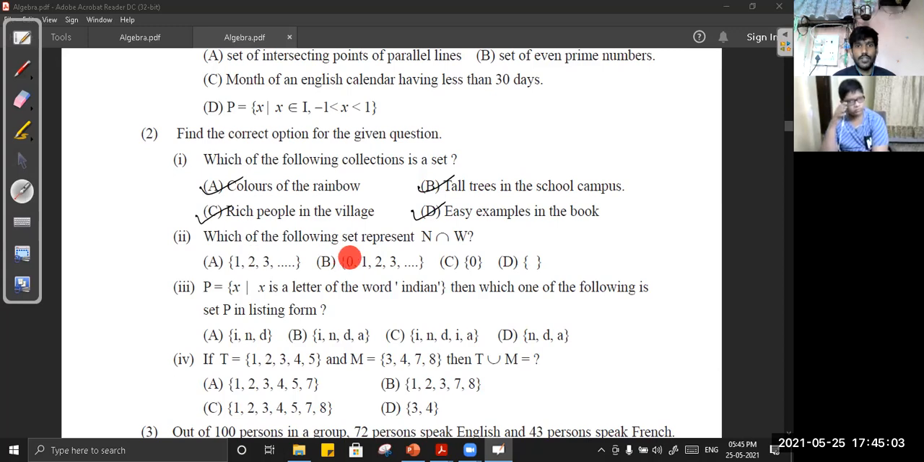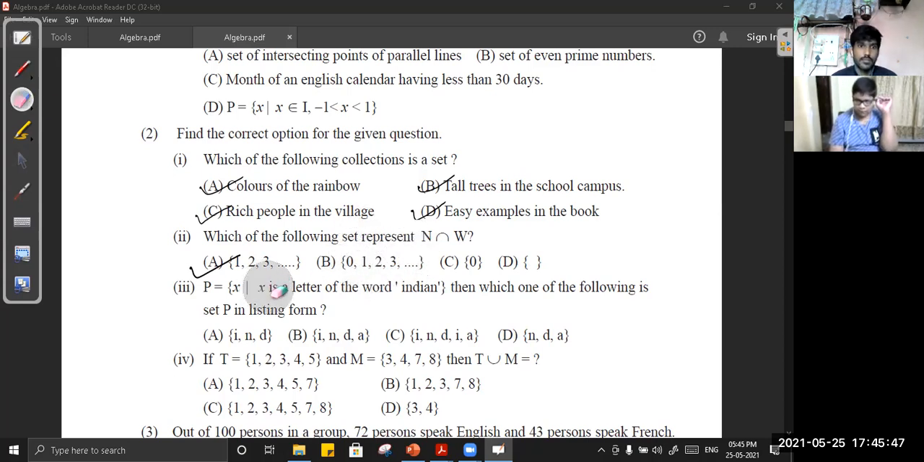Next, which of the following sets represent N intersection W? N is natural numbers, W is whole numbers. B. Intersection means numbers which are common in both. If you say B, in B there is 0 also. That means 0 is common. A. I hope you understood why not B and why A. Because here 0 is there and 0 is not a natural number.